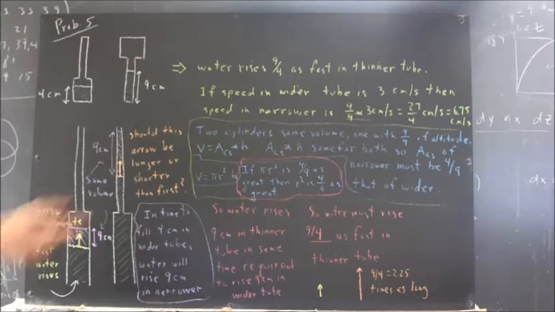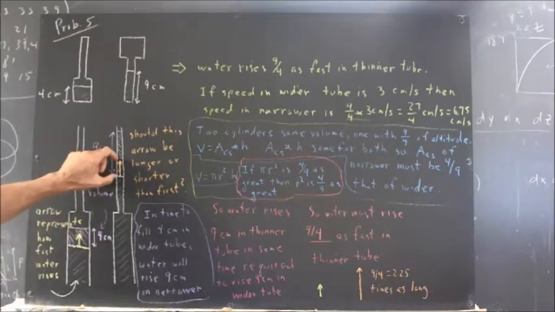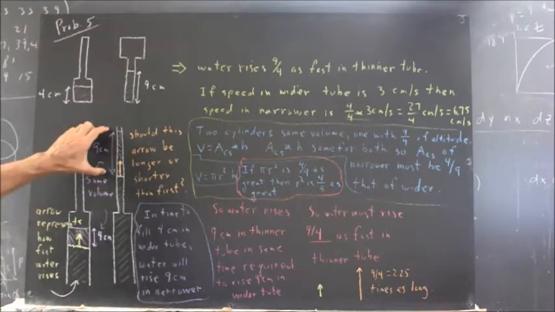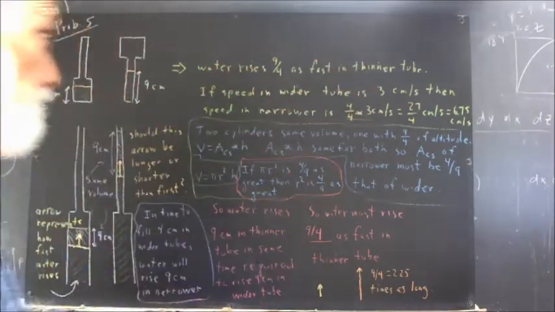The question then is, if this arrow represents how fast water rises when in the wider tube, and this arrow represents how fast the water rises when it's in the narrower tube, should this arrow be longer or shorter than this arrow? And the correct answer is that it's got to be longer, because 4 centimeters of depth here corresponds to the same volume as 9 centimeters of depth here. So whatever time it takes to fill 4 centimeters here is going to fill 9 centimeters up here. The result is that water is going to rise 9/4 as fast in the thinner tube.